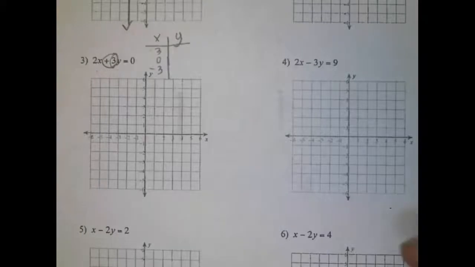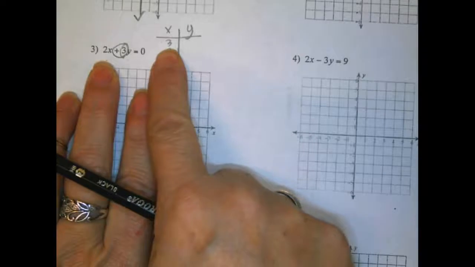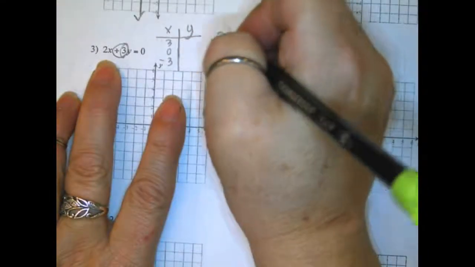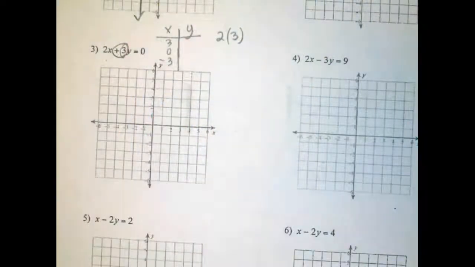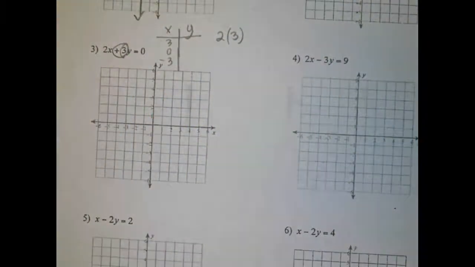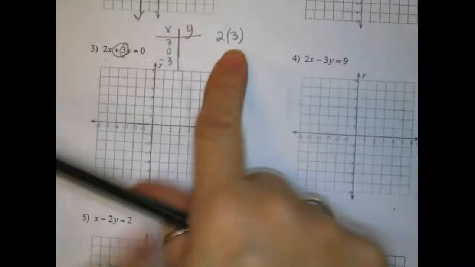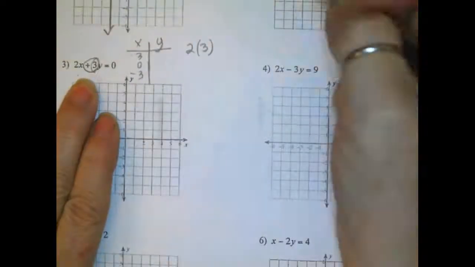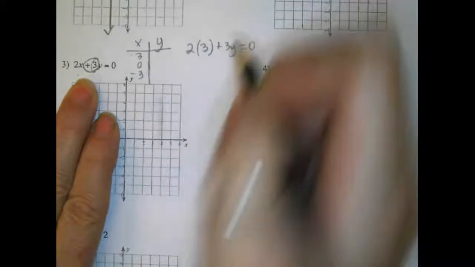Okay? So I'm going to take this equation, and instead of X for my first equation, what am I going to write? 3. So my equation says 2 times X. So instead of X, I'm going to put 3 in parentheses. That parentheses makes sure that I know that I'm doing a substitution. I'm substituting that X, and it's still multiplication. Right? And then I'm going to write the rest of my equation. I'm going to write plus 3y equals 0.